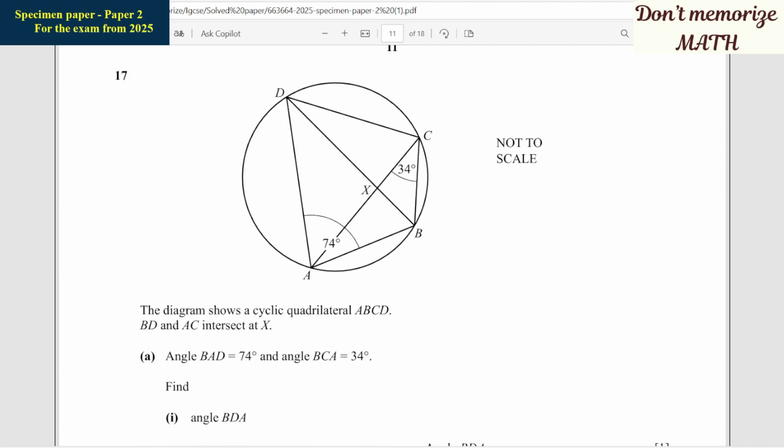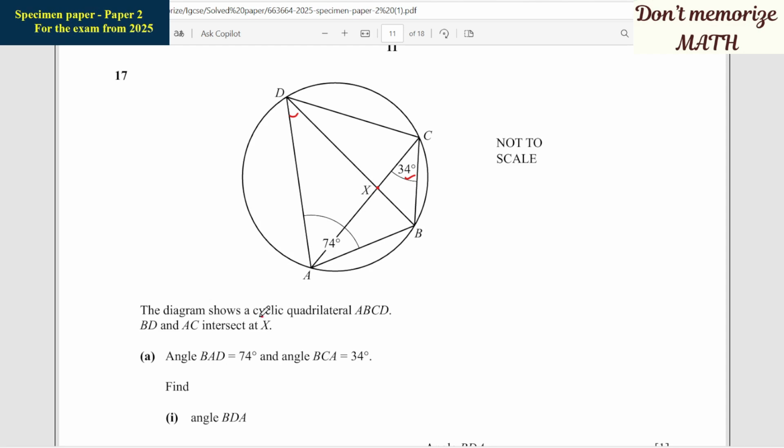Question number 17. Circle properties, or angle properties of circle. The diagram shows a cyclic quadrilateral ABCD. BD and AC intersect at X, so you can see it is intersecting at the point X. Angle BAD is given 74, that is already in the question. Angle BCA is given 34, and find angle BDA. So we need to find this angle.